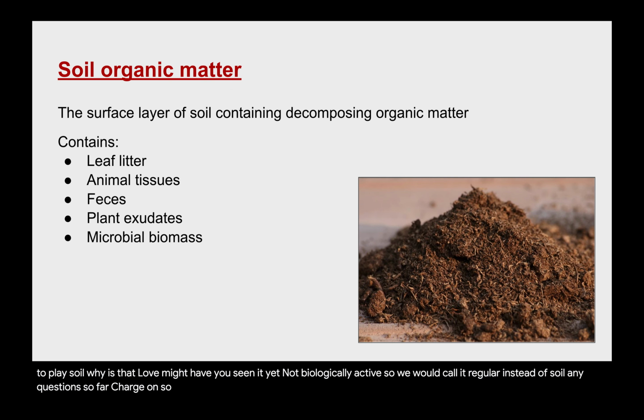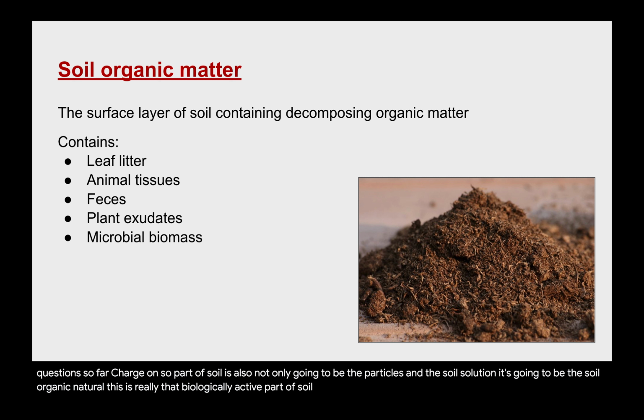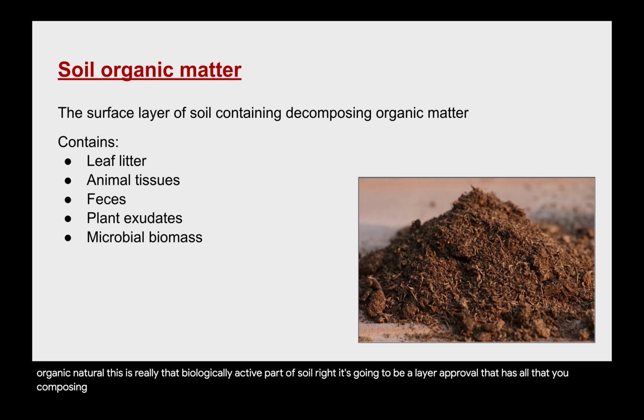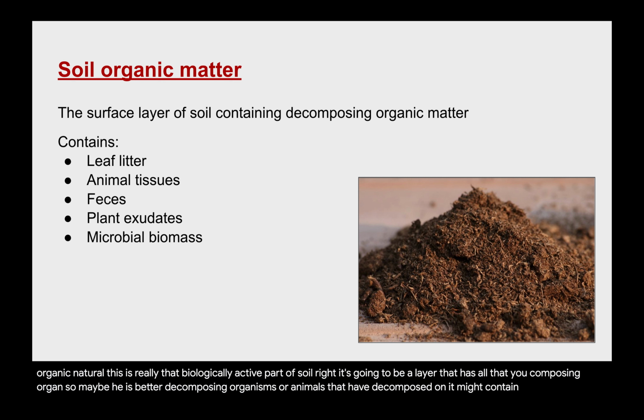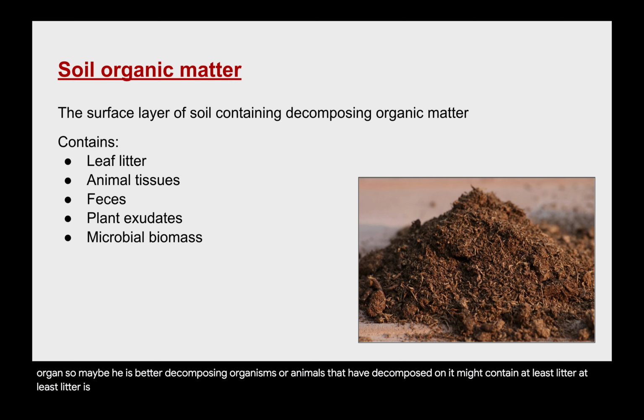So part of soil is not only going to be the particles and the soil solution, it's going to be the soil organic matter. This is really that biologically active part of soil. It's going to be a layer of soil that has all that decomposing organic matter. So maybe leaves that are decomposing, small organisms or animals that have decomposed. It might contain leaf litter. Leaf litter is fallen leaves. That's the technical term for the leaves you find, say, on the forest floor.